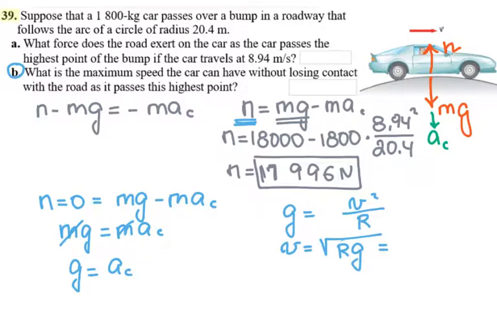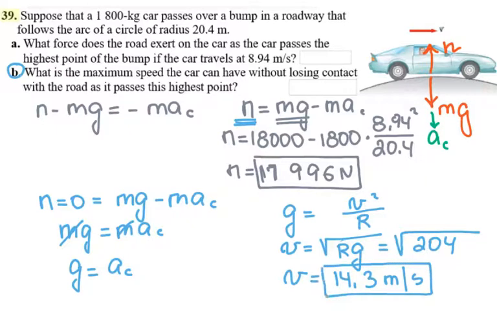And if I plug in my numbers, I have r is 20.4 times 10 gives me 204. So the maximum velocity at which the car can drive is equal to the square root of 204, 14.3 meters per second. So that would be the maximum speed at which a car can go over the highest point of the track and not lose control.